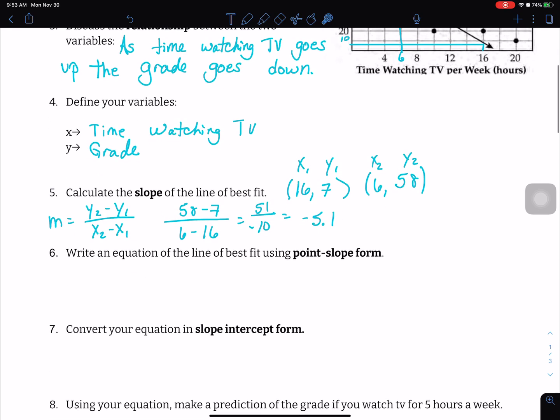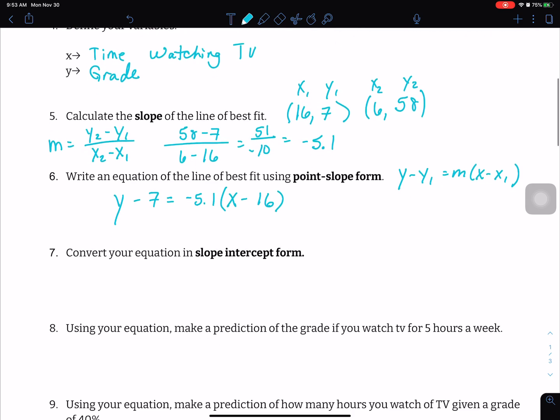And then it says write an equation using point slope form. So this is where I'm just going to pick one of those 2 points. So we did point slope form yesterday. And this is y minus y1 equals m times x minus x1. I'm going to use my first point just because they are labeled x1, y1. So y minus 7 is equal to negative 5.1 times x minus 16.